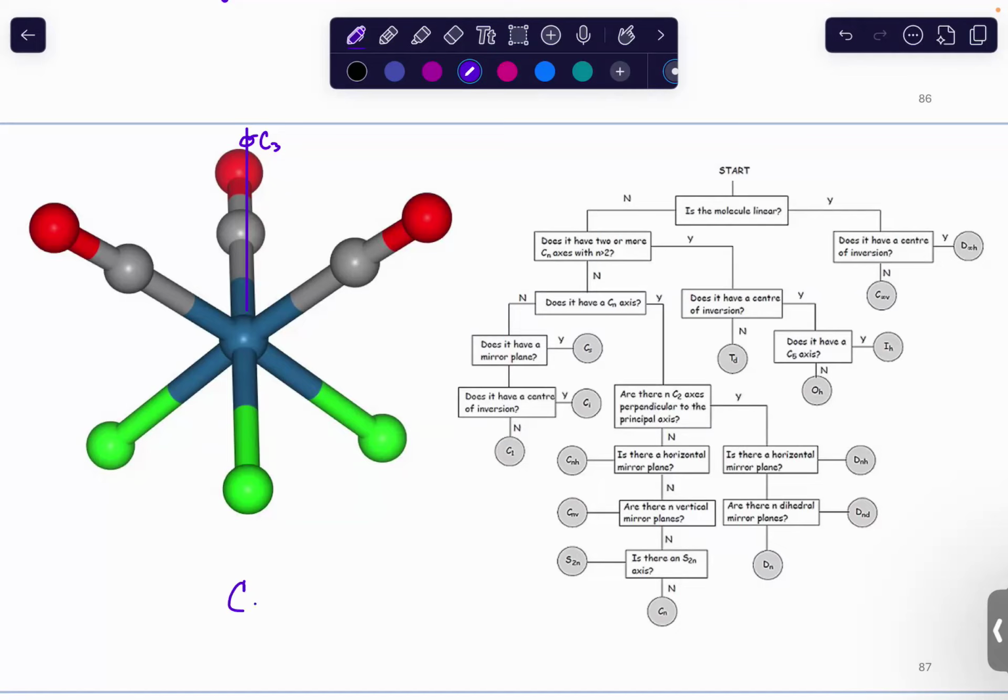So it's not linear. It does have a Cn axis, a C3. Are there C2 axes perpendicular? Nope. Is there a horizontal mirror plane? Nope. Are there vertical mirror planes? Yep, 3 of them.